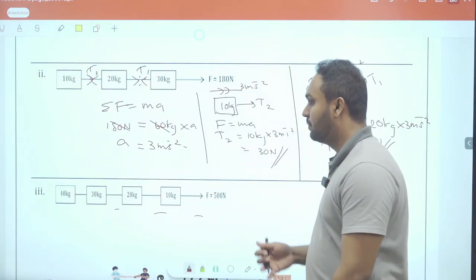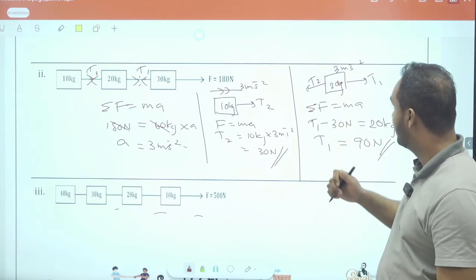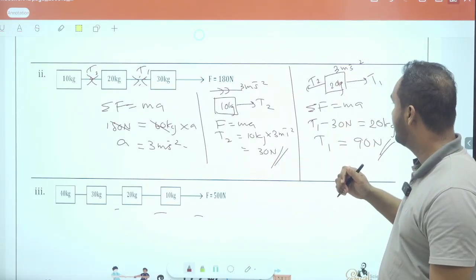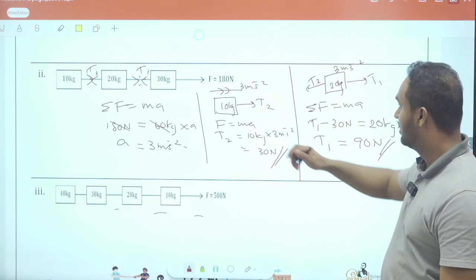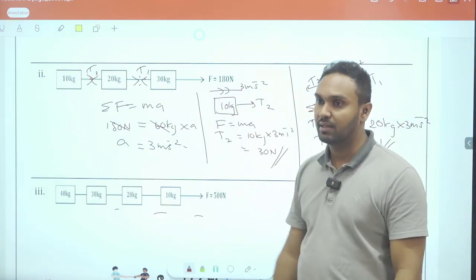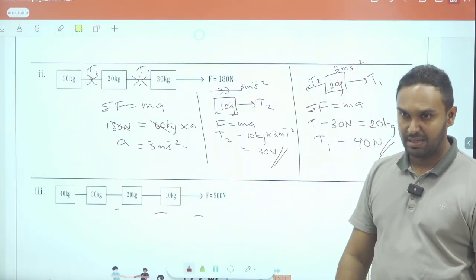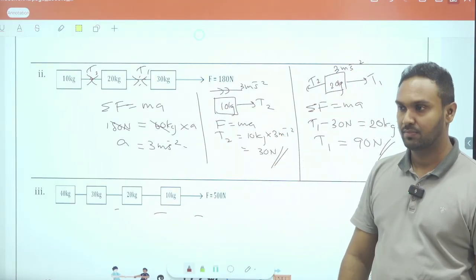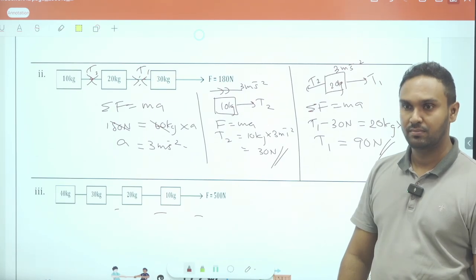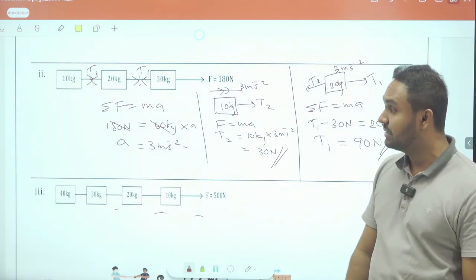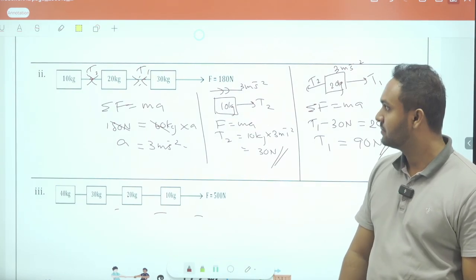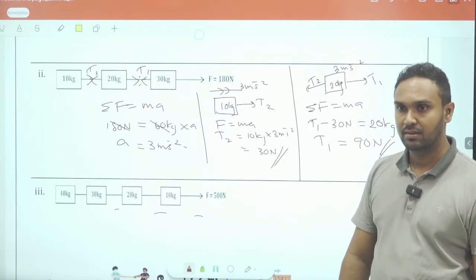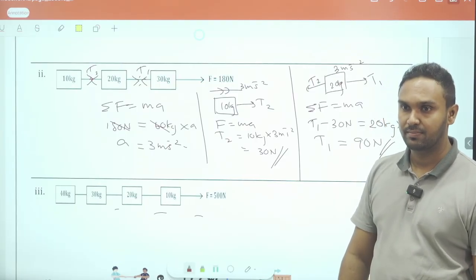And even if you put it the other way, listen, even if you put the other way, it will be the same. To this object, the 30 kilogram one, if you put it, the same answer will be there. Pull up. You try it. It will be the same answer.